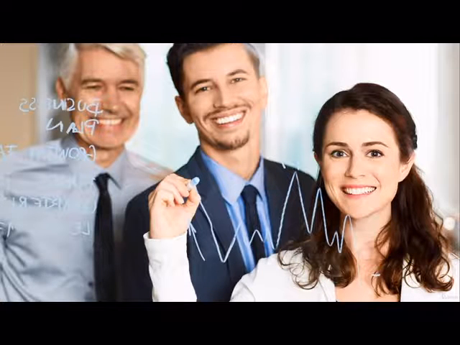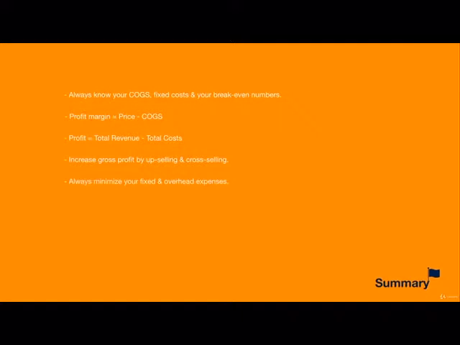So let's summarize. You should always calculate your cost of goods, your fixed cost, and your break-even numbers. Your profit margin equals price minus your cost of goods. Your profit equals total revenue minus total cost. You should always be looking for ways to increase your gross profit with upselling and cross-selling. Always work on reducing your fixed and overhead expenses. Avoid competing with low prices, especially when you're starting out. Do not underestimate your marketing budget.